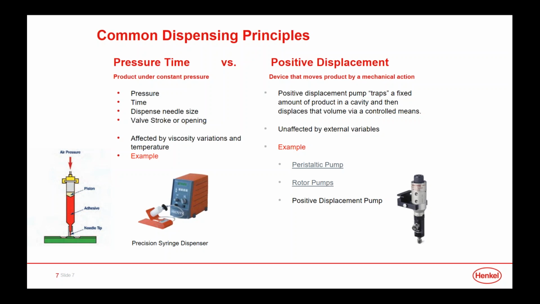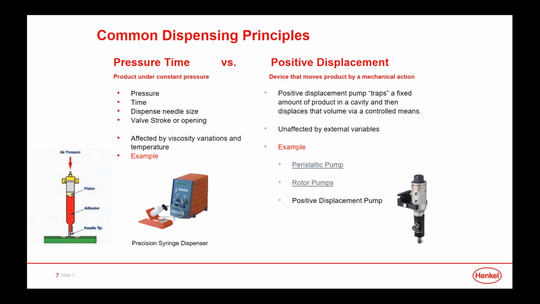However, the downside of pressure time is that it is influenced by external factors. Obviously, your pressure in a vessel can vary over the course of a production run. Viscosities of your products can vary over the course of a production run or from batch to batch. All these factors can influence and change the amount of adhesive that's being dispensed with each cycle. So it might not be optimal from a standpoint of precision or accuracy.